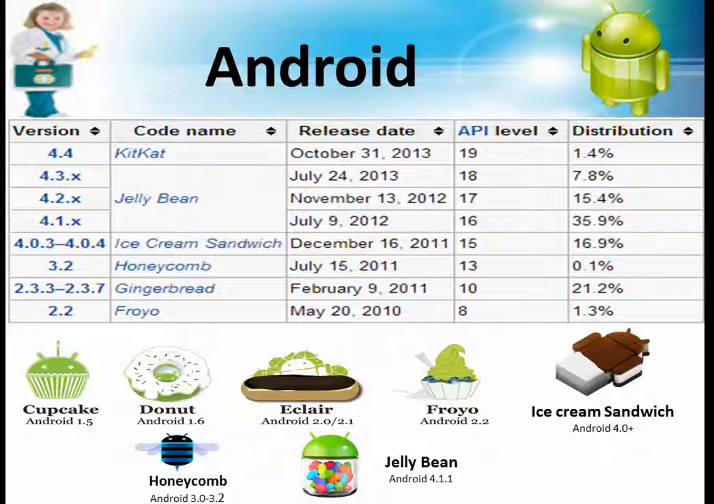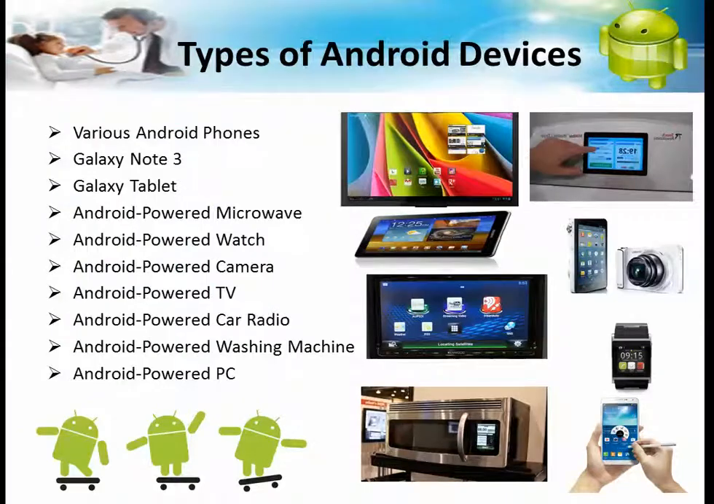The latest version at the current time is 4.4, Kit Kat, released October 31, 2013. These are the API levels and all those things provided over here. Here we can see some of the images and all those things.